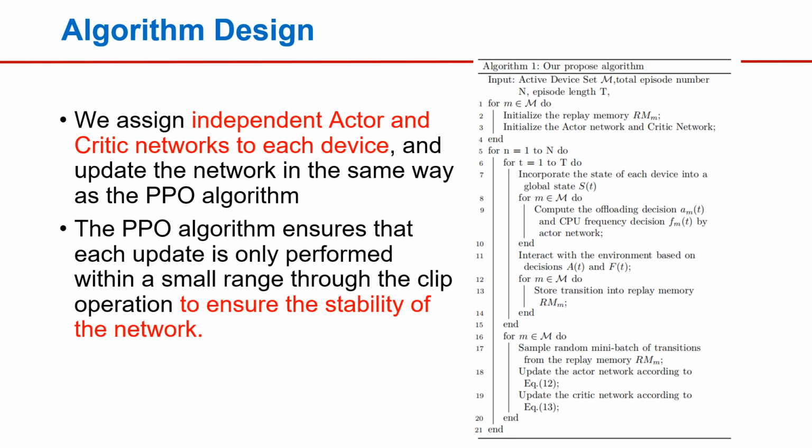So we assign independent actor and critic networks to each device, and update the network in the same way as the proximal policy optimization algorithm. The proximal policy optimization algorithm ensures that each update is only performed within a small range through the clip operation to ensure the scalability of the network.